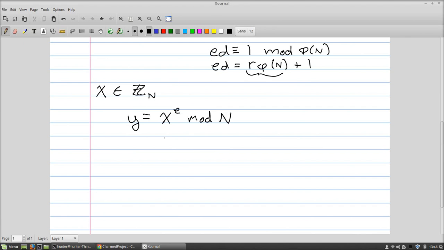Anybody can compute that. Here's Alice, and she's sending y in the clear, so the adversary can observe y. What makes this strong is that there's no way to discover what x was from y unless you know d. But Bob, of course, does know d.